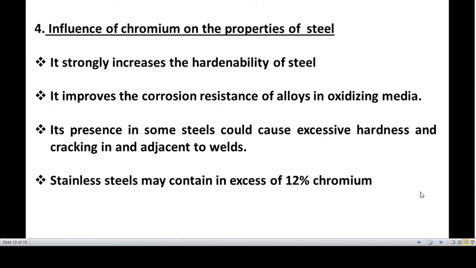Then the influence of chromium on the properties of steel. Chromium is a very important metal, just like carbon and manganese. Here the chromium can increase the hardenability of steel. It improves the corrosion resistance of steel in oxidizing media. Its presence in some steels could cause excessive hardness and cracking adjacent to welds. Stainless steels may contain in excess of 12% of chromium.